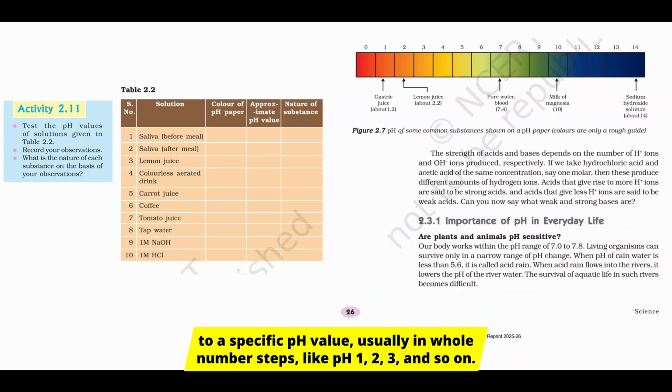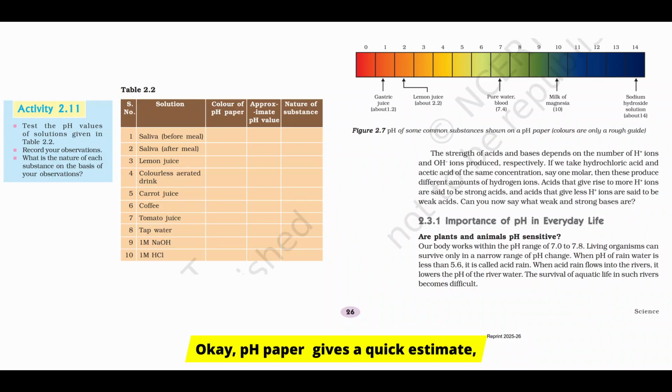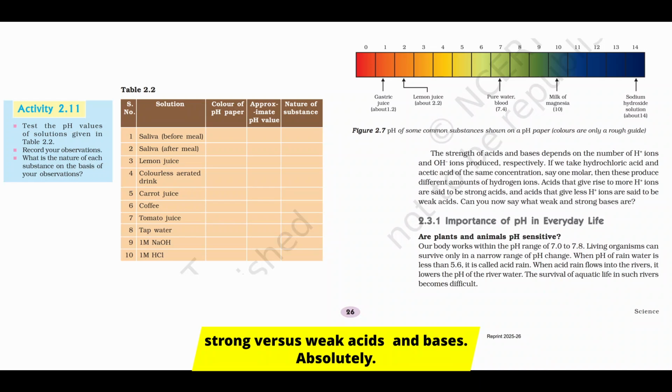Each color on the chart corresponds to a specific pH value, usually in whole number steps, like pH 1, 2, 3, and so on. It gives you a quick approximate measure of the pH. More precise measurements use electronic pH meters. Okay, pH paper gives a quick estimate, and this scale directly relates to the idea of strong versus weak acids and bases.